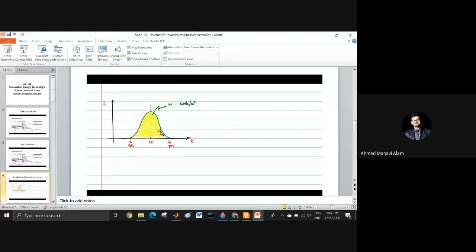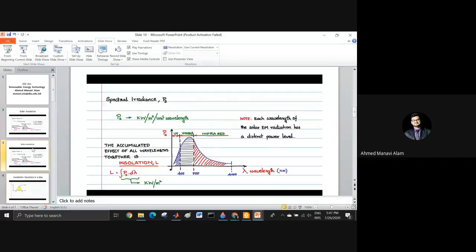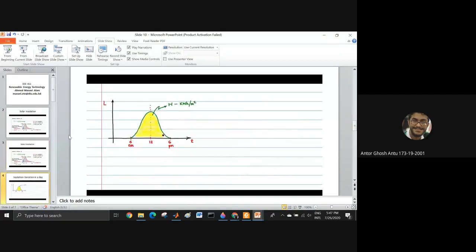স্পষ্টই দেখবেন। Now if you look carefully, this graph is for the spectral irradiance versus wavelength. Now I want to show a graph that is solar insolation versus time.